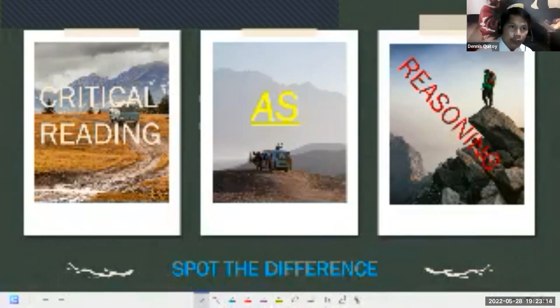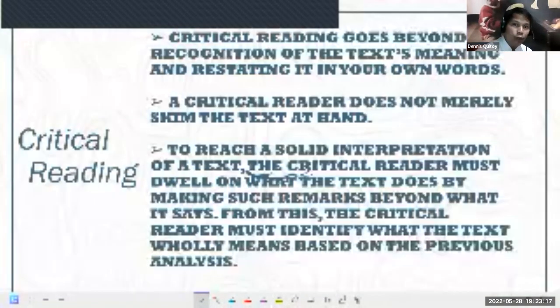So critical reading goes beyond recognition of the text, meaning and restating it in your own words. Each and every one of you, when you see a text in the context of critical reading, you have different ideas or different interpretations. So all we have to do is make sure that your interpretation aligns with the meaning of the text.